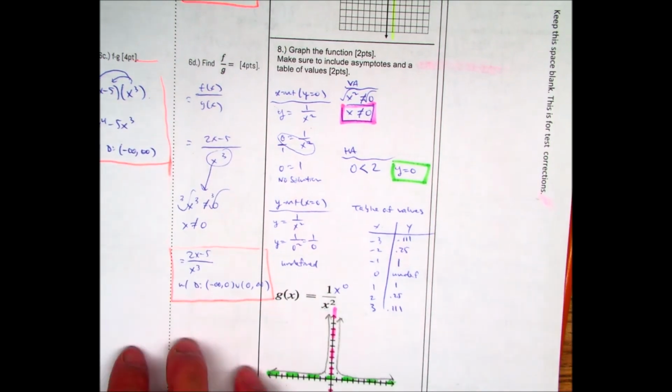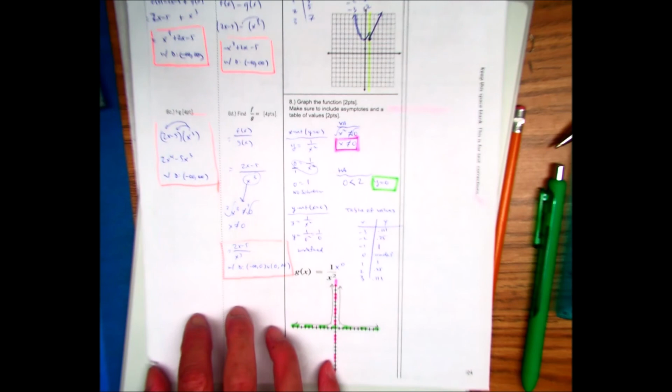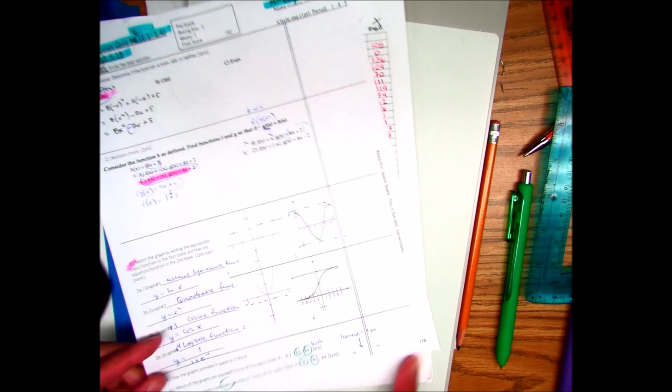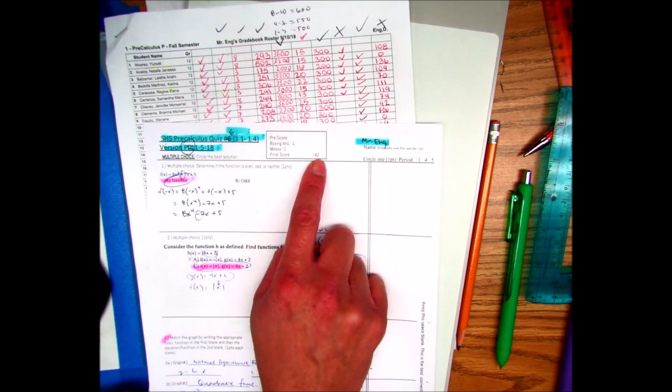Okay. And that was out of 24 points. That one was 18. These are 1 point apiece, so that gives you the 42. Good luck.